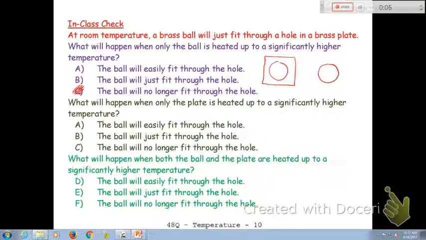You can talk to your neighbor if you like. So what happens now? You're heating up both of them to the same extent. So will the ball get bigger and the hole get smaller? Just the plate. Oh, this is just the plate, I'm sorry. So will the hole in the plate get bigger? Will the hole in the plate get smaller? What goes on? Very interesting question. What do you think? I'm going to give you just a couple more minutes. I'll give it till the minute. This is worth a minute of our time.